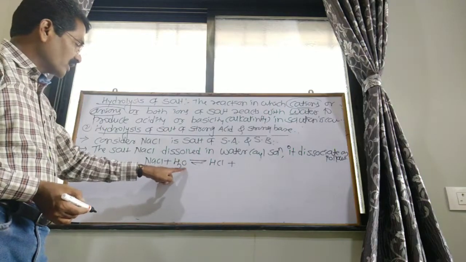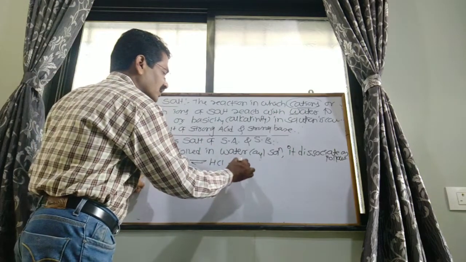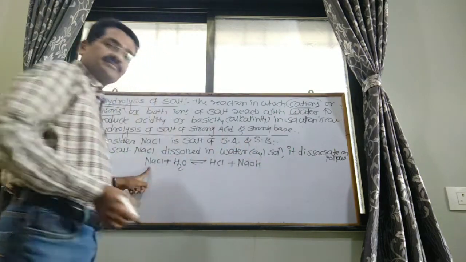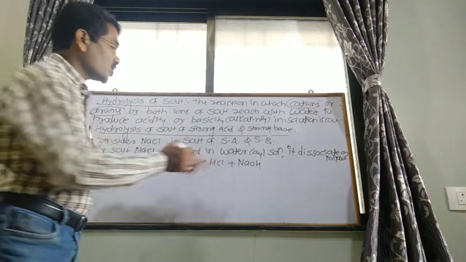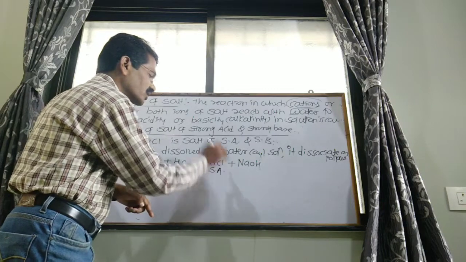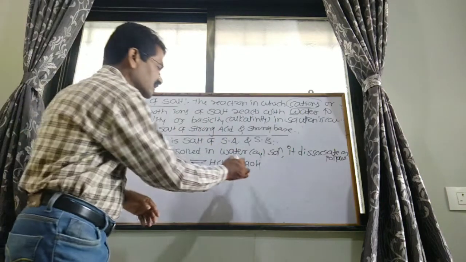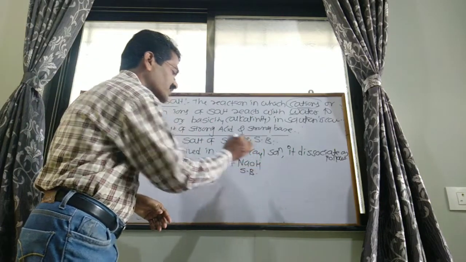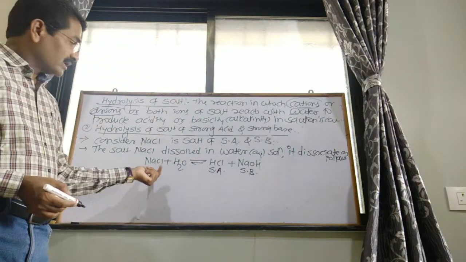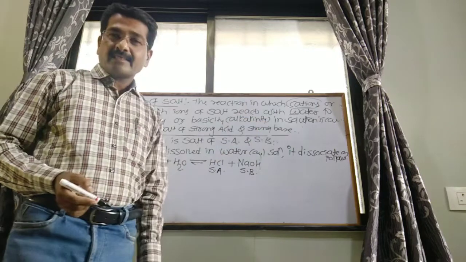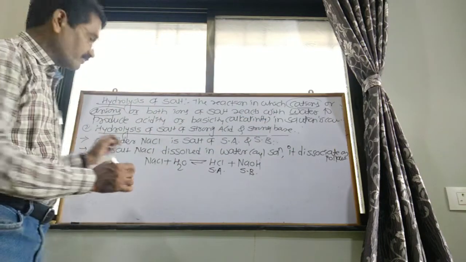Then OH from water combines with Na to give the NaOH. HCl is the strong acid and NaOH is the strong base. So this is the salt of strong acid and strong base. Then this equation is applicable, the ionic theory.